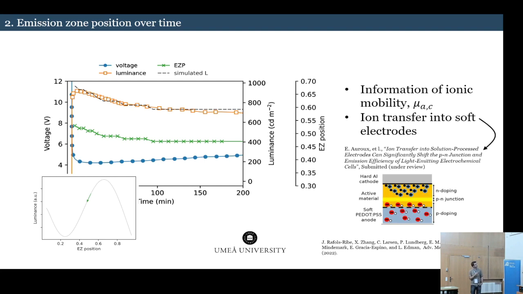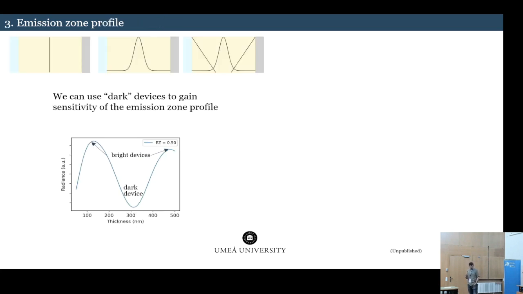To give another example, in a recent publication, now under review, we see that when we use a soft electrode, so we replace the ITO with PEDOT, some ions are transferring into the PEDOT, by diffusion, or drifting, actually. And we see that as well in the emission zone position, because it shifts toward the soft electrode. This is an example I wanted to show.